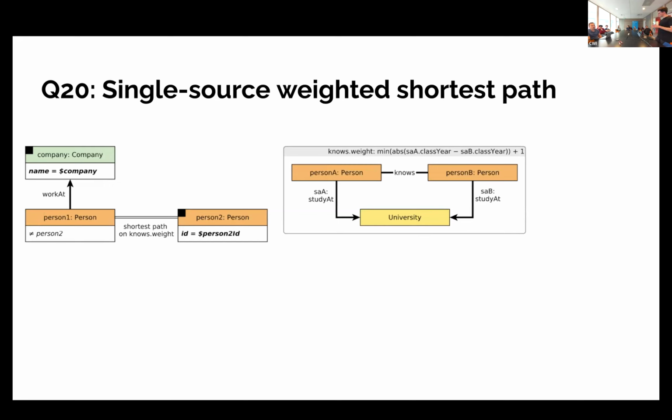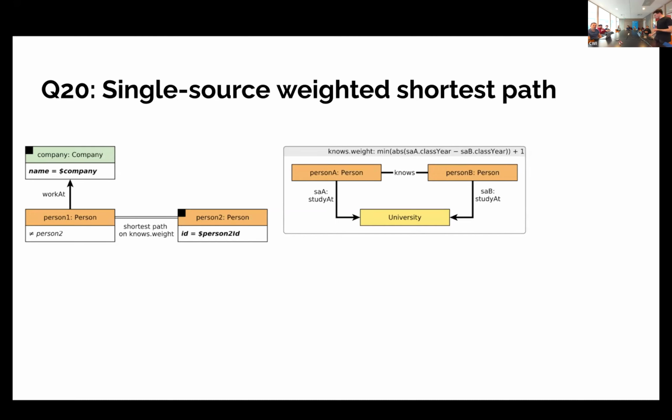So we want to build this trusted path towards person 2, which means that you take the same university edges, people who have studied at the same university, and weigh them based on the class year. If you studied in the same year, that's weight 1. If you studied 9 years apart, that's weight 10. And then on that, we compute a weighted shortest path.